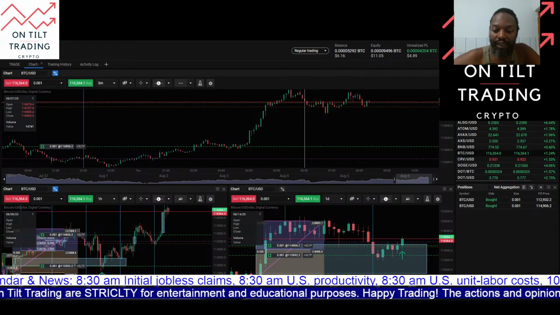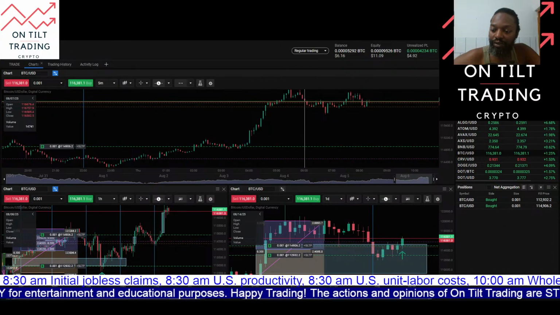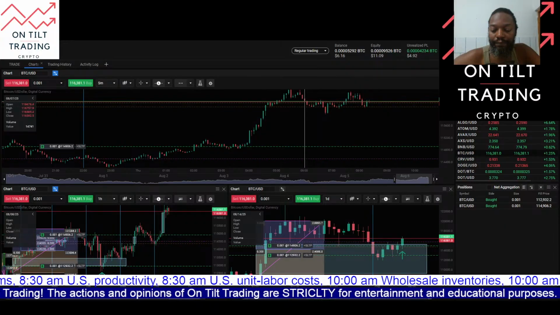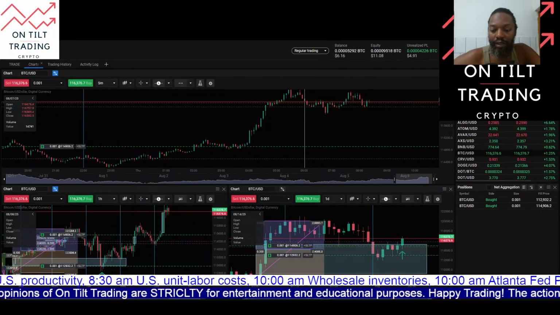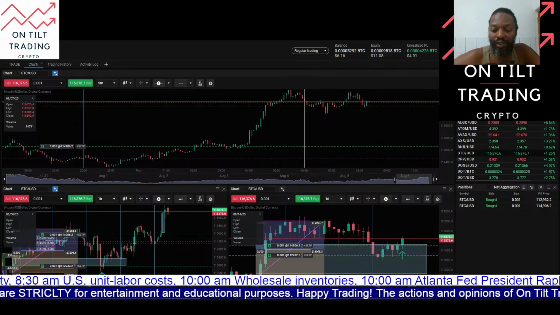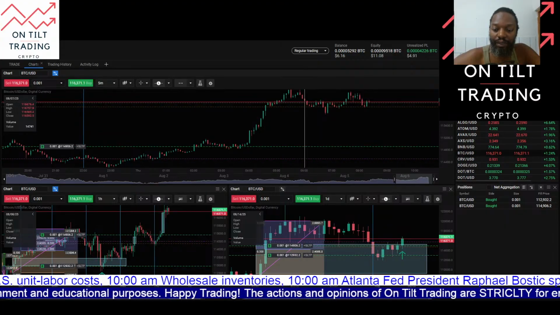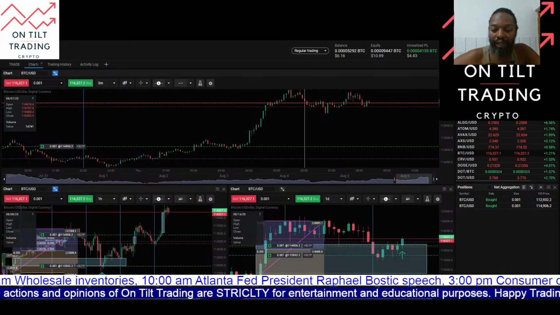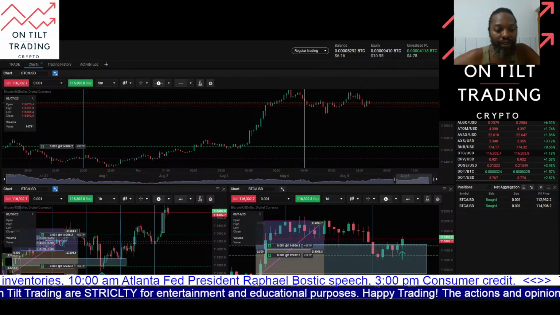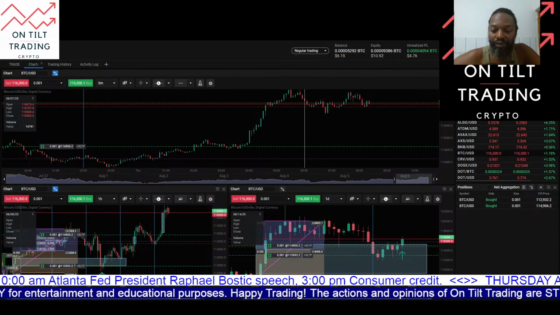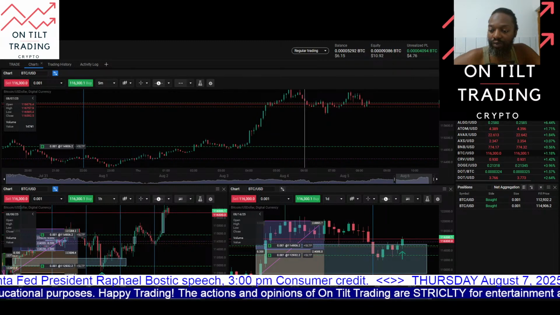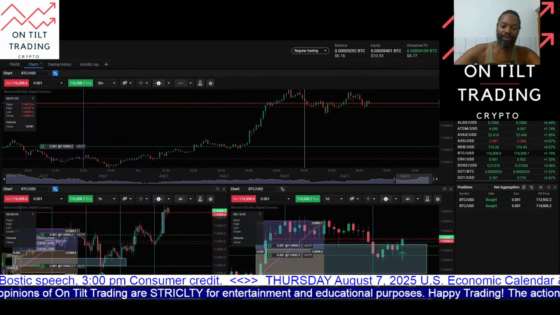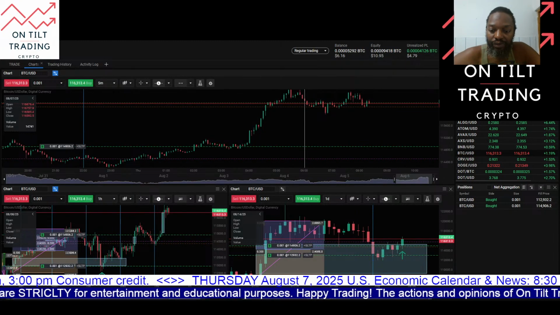There are a couple of reasons. In the ICT 2022 model, ICT talks about how Tuesday is usually where the high or the low for the week is formed. This candle here is actually Tuesday. Also, ICT talks about how, if you're in a buy situation, you can use the sell candles as order blocks, and vice versa if you're in a sell situation, using buy candles as order blocks.